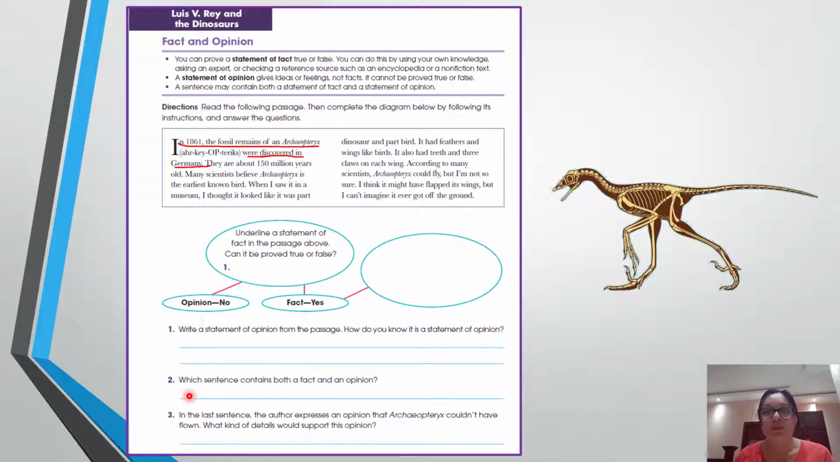Number 2, I'm going to help you. Number 2 says, which sentence contains both fact and opinion? Remember that I told you that sometimes we are going to find in only one sentence fact and opinion. So in the passage, what sentence can you find that has both fact and opinion?